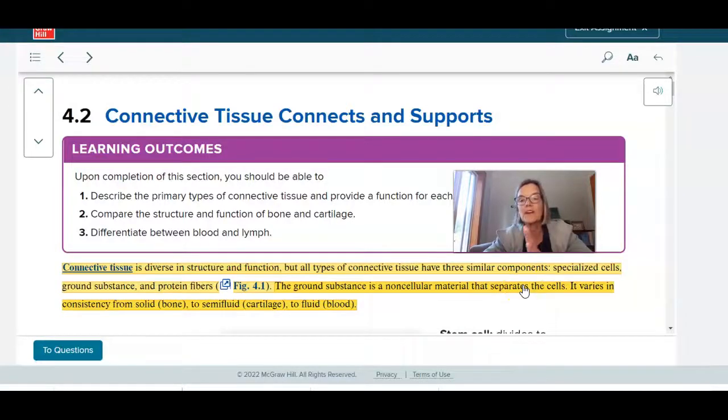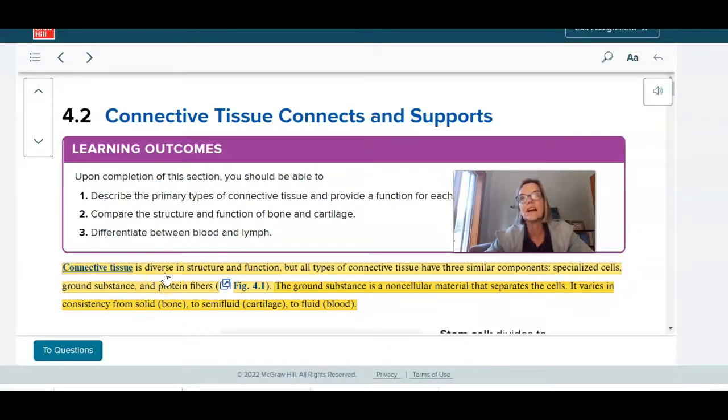Hi everyone. We're going to talk about connective tissues. And connective tissues are one of our four major tissue types. And it tells you here that connective tissue is diverse in structure and function, but all types have three similar components: specialized cells, ground substance, and protein fibers. And the term I like to use, and it's used a little bit later in this chapter, is the ground substance and protein fibers is something called matrix.